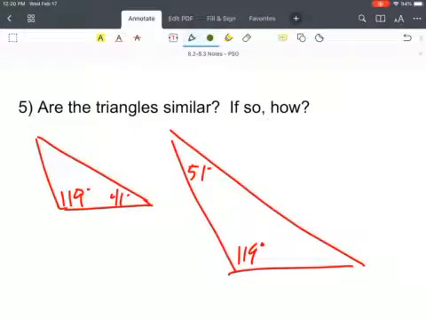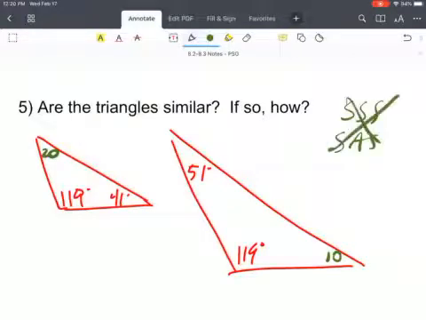Are these two pairs of triangles similar? Well, I need to find the missing angle here, and when I subtract 119 and 41, I get 20 for this last angle. And when I subtract 119 and 51, I get 10 for this angle. I have no side lengths, so side, side, side, and side, angle, side are not possible to justify the triangles similar. So I would have to look at angle, angle.